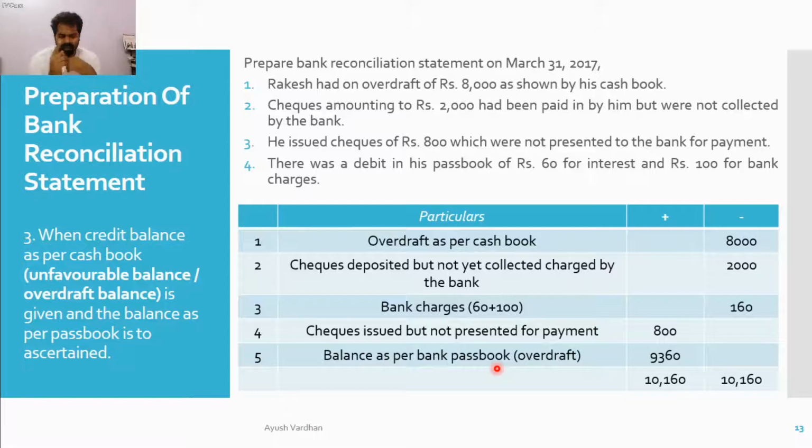If that is 9,360 rupees in the overdraft in the bank passbook as well, we will see our reconciliation is done. There are no differences remaining now. All the delay issues and single side entry have been resolved here.